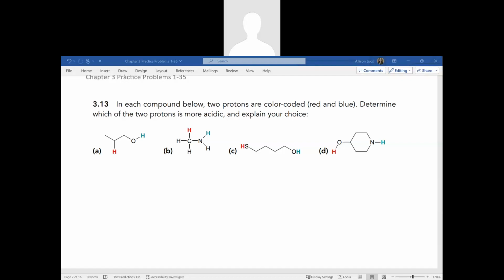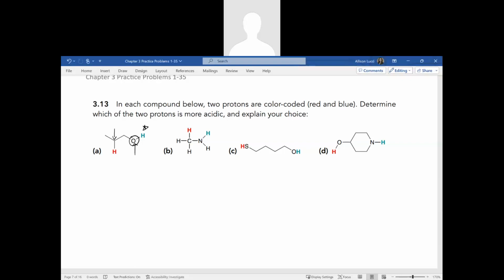So let's take a look at A here, and the protons are connected. The red one is connected to a carbon, and the blue proton is connected to an oxygen. So since they're in the same row of the periodic table, we can compare their electronegativity values, and oxygen is the more electronegative atom, so it's able to stabilize a negative charge better than carbon if it were deprotonated. So in that case, the blue proton connected to the oxygen is expected to be more acidic than the one connected to the carbon atom.